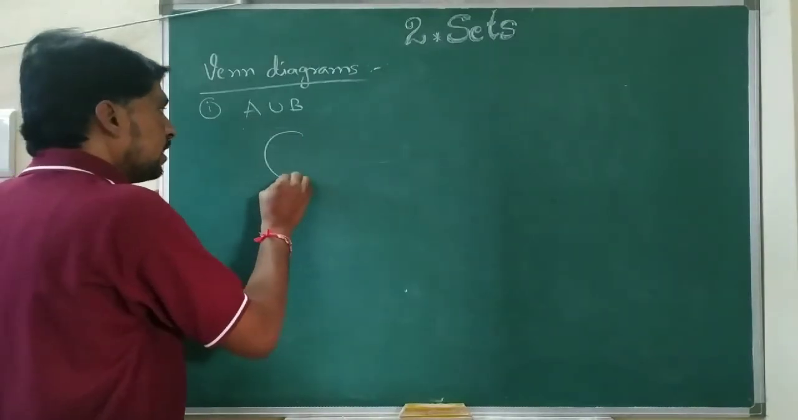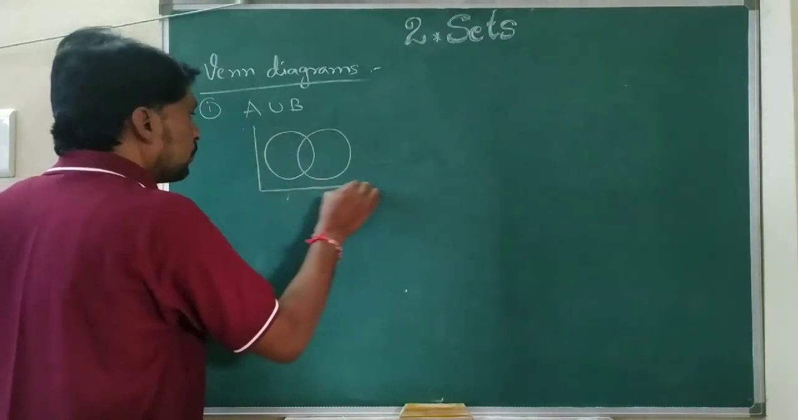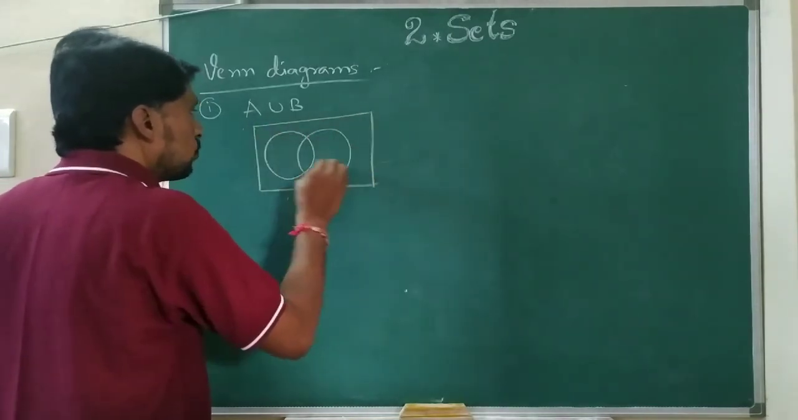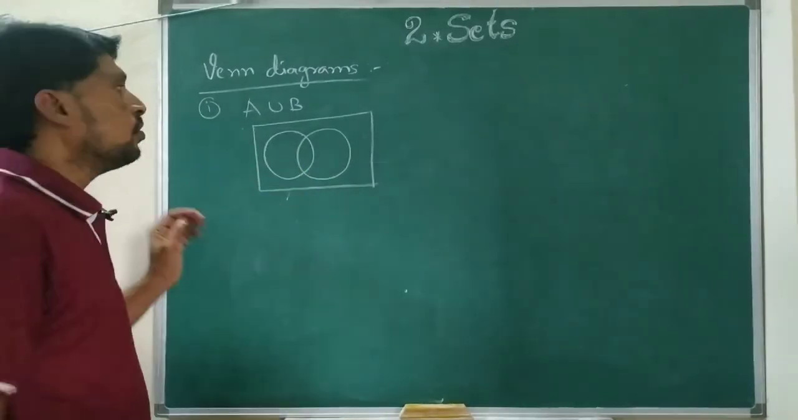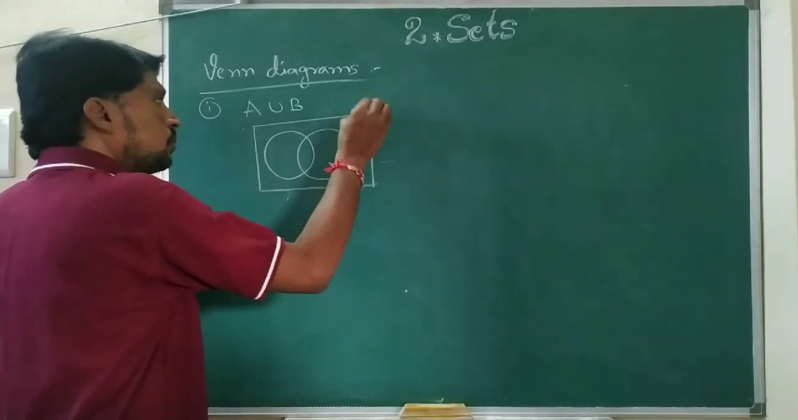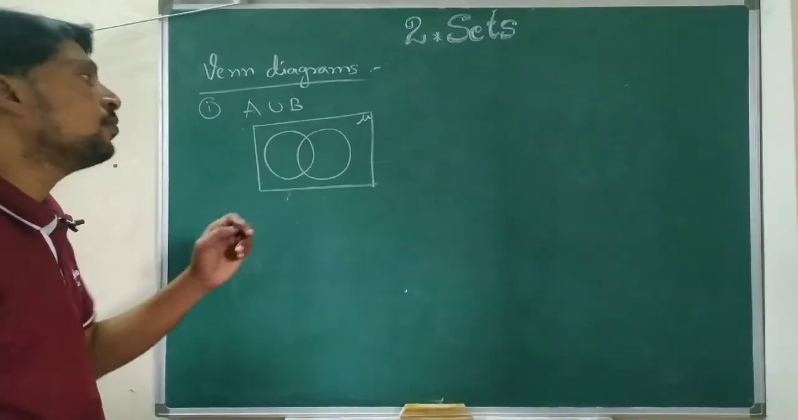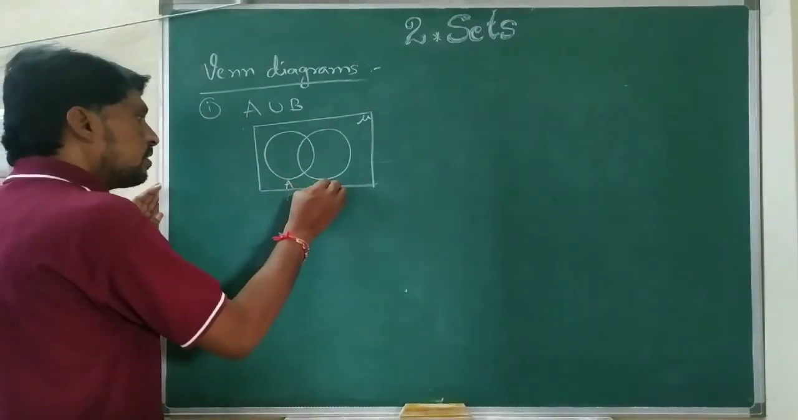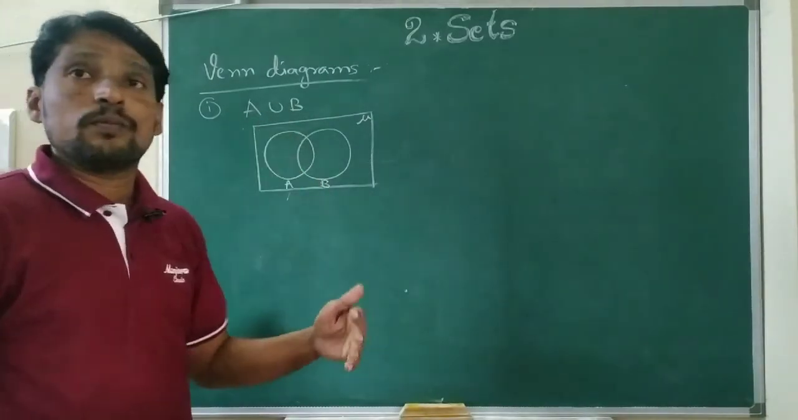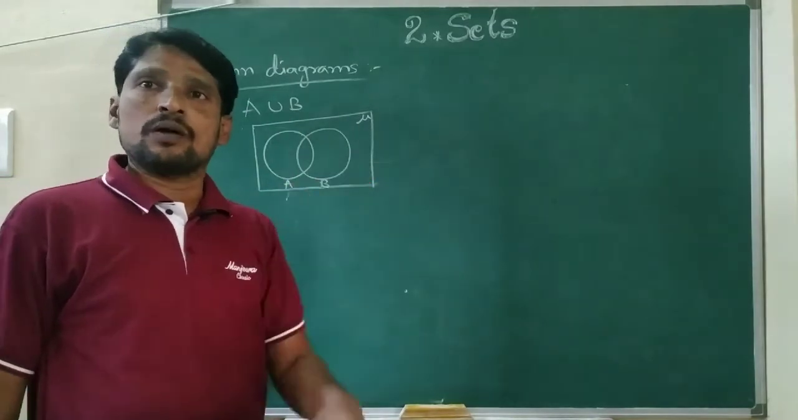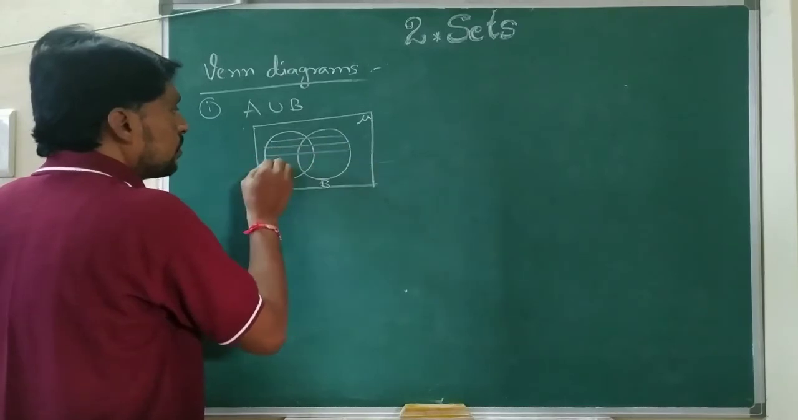So this is the set A, this is the set B. What is the meaning of union? Both are closed curves, circles only, and I took them inside a rectangular box. This rectangular box I am taking as the universal set, that is mu. This is the set A, this is B. Union means all elements in both sets, individual or common. All elements we need to take, so we can draw like this. This is the union of sets.